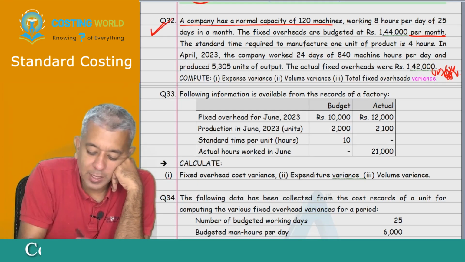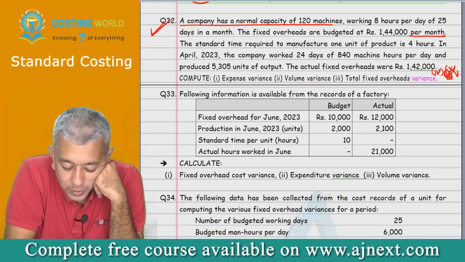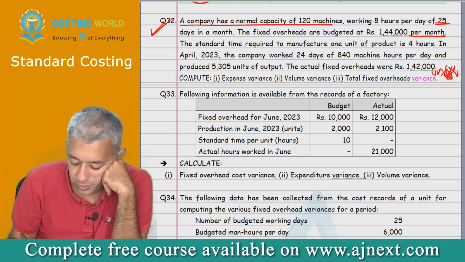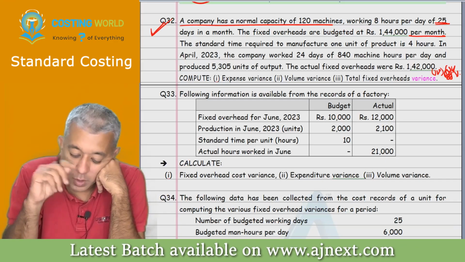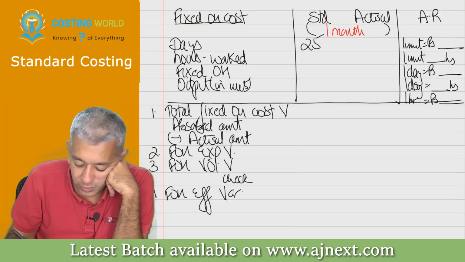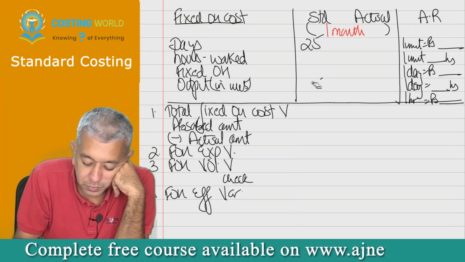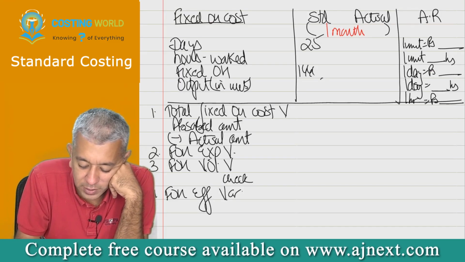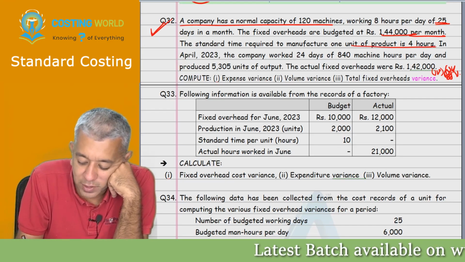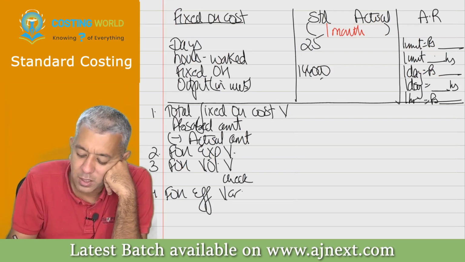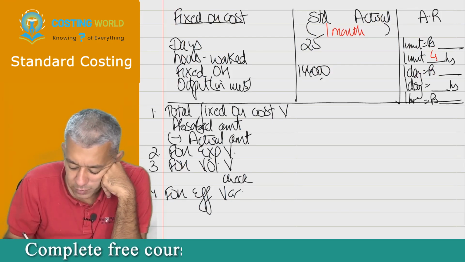A company had a normal capacity of 120 machines working 8 hours per day of 25 days in a month. So therefore, in 1 month, there should have been 25 working days. Okay, the fixed overheads are budgeted at 1,44,000. Standard time required to manufacture 1 unit of the product is 4 hours. So 4 hours will be coming here, no? Yes. 1 unit should have taken 4 hours.